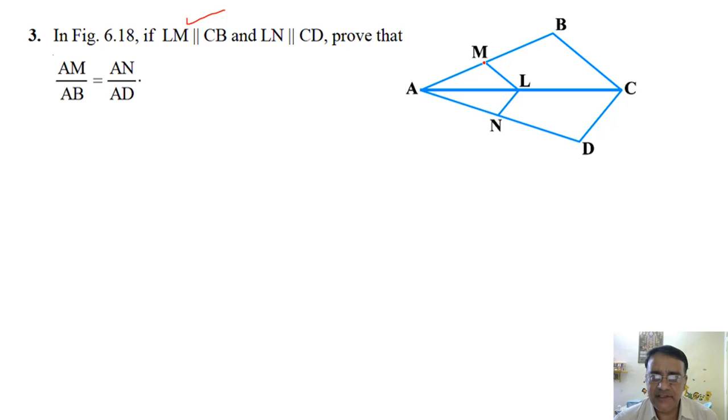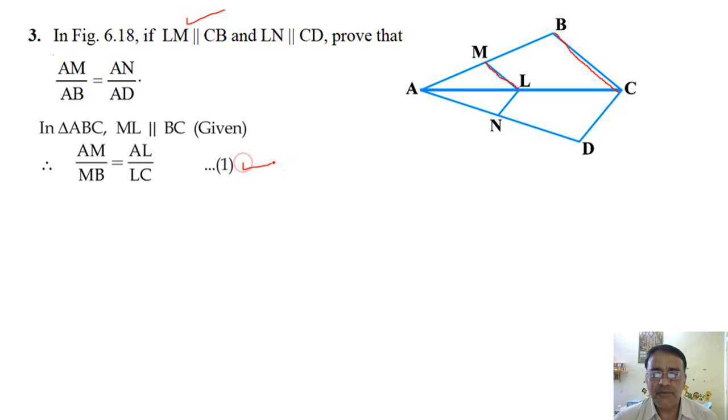So in triangle ABC, let me overwrite this here for a minute. So these two parallel lines are given. So now we will apply the basic proportionality theorem. Okay, so by basic proportionality theorem, what we are going to get, AM upon MB is equals to AL upon LC. So let it be equation number 1.